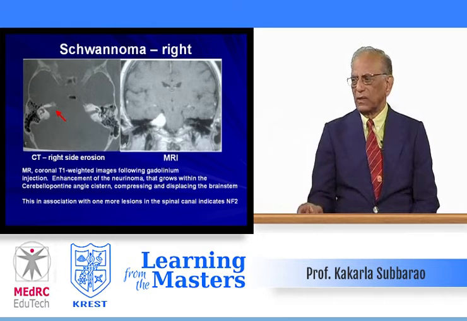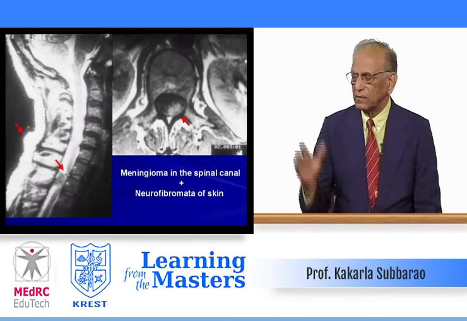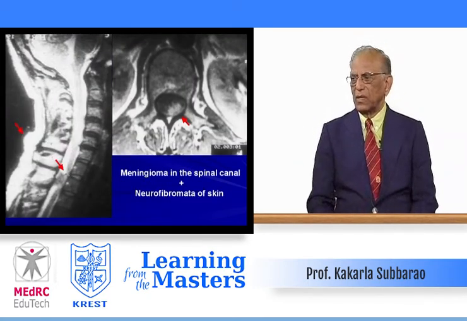Association of more than one lesion in the spinal canal indicates NF2. Classical example. Again, on your left side, you see the MRI, both cutaneous neurofibroma and meningioma in the spinal canal. And then cross-section MRI, same patient.